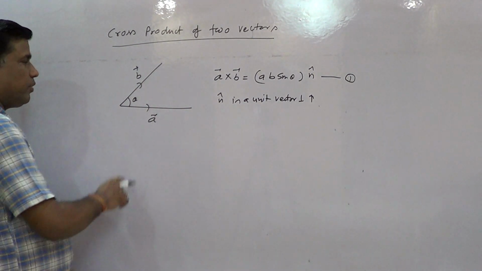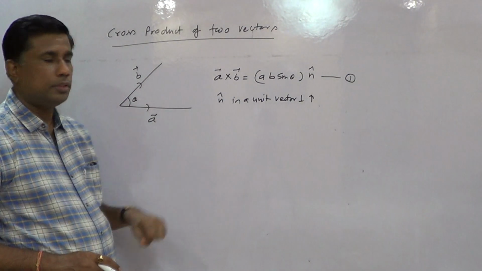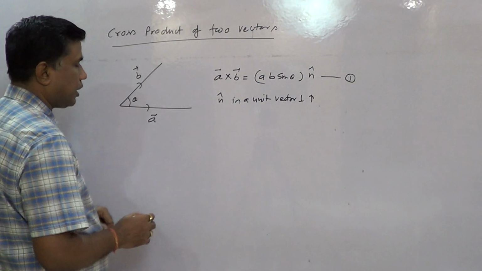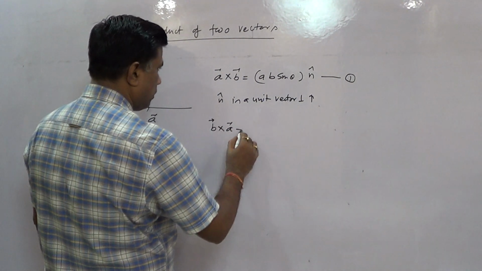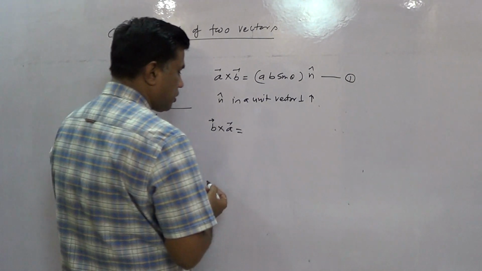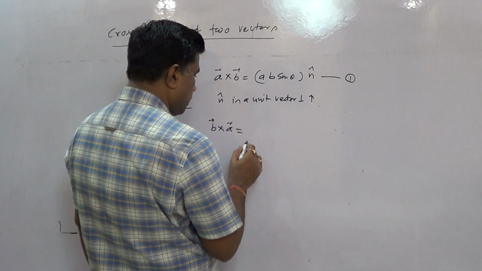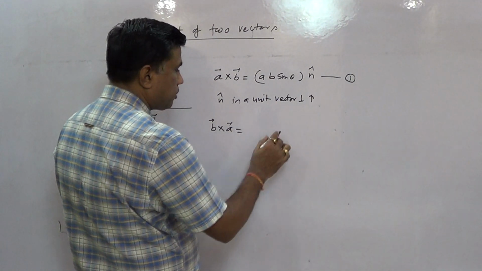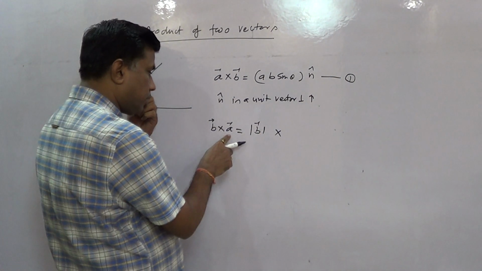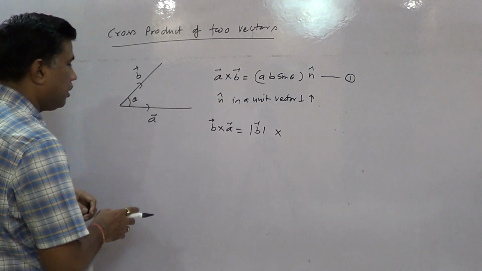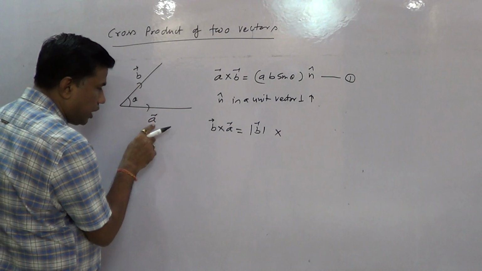Now student, if anyone is interested to find B cross A rather than A cross B, see how we can find B cross A. To find B cross A, we will use the same concept. Now this B is the first vector, A is the second vector. So cross product of two vectors may be defined as product of magnitude of first vector and component of second vector perpendicular to first vector. So this A is second vector now.